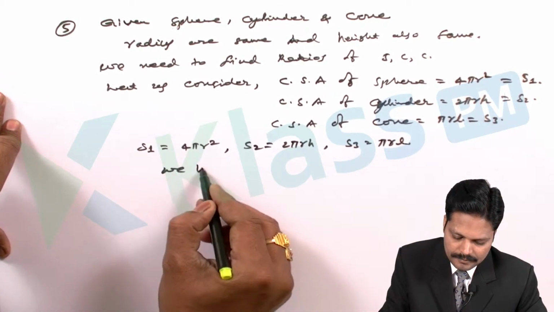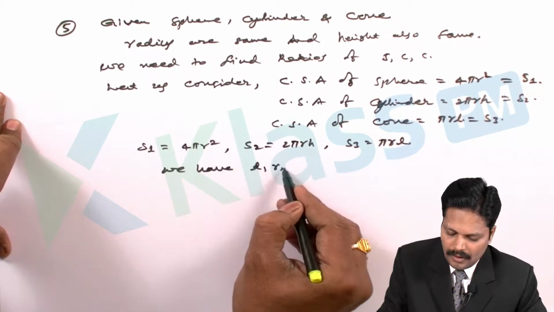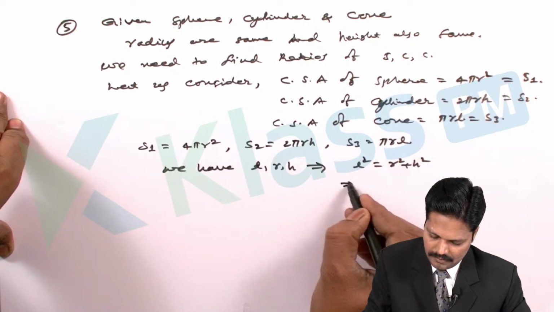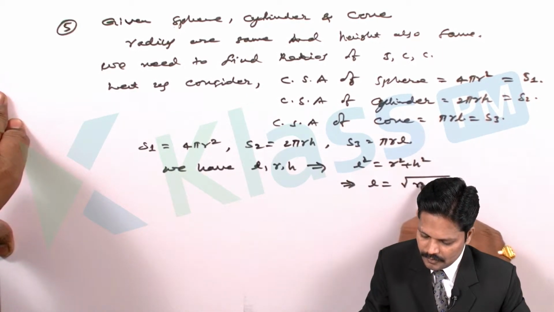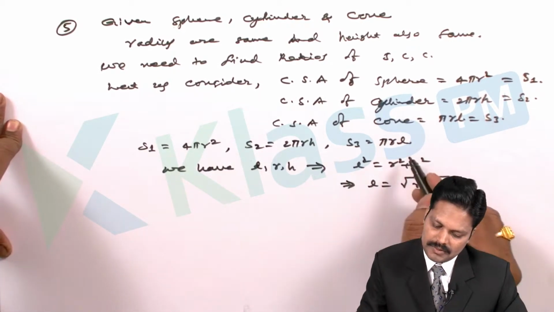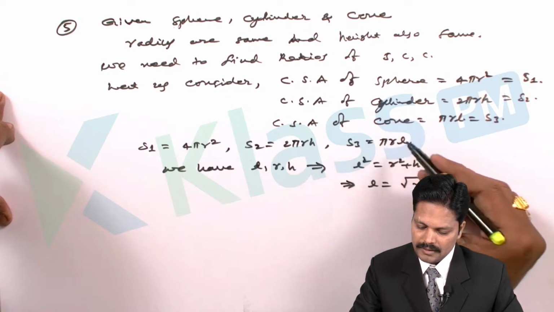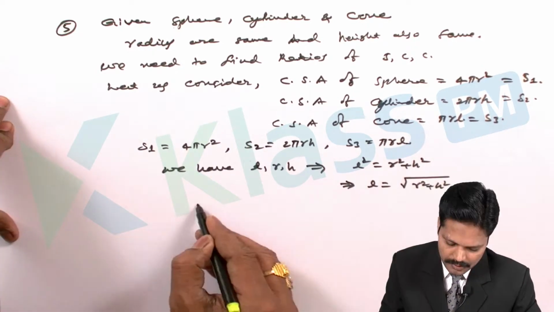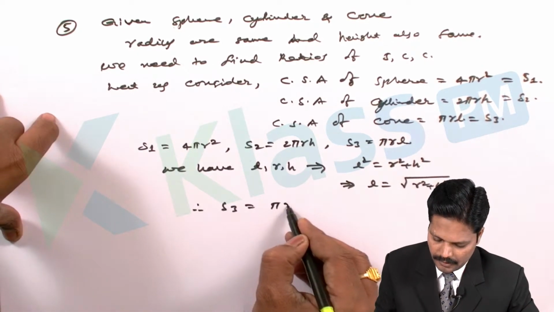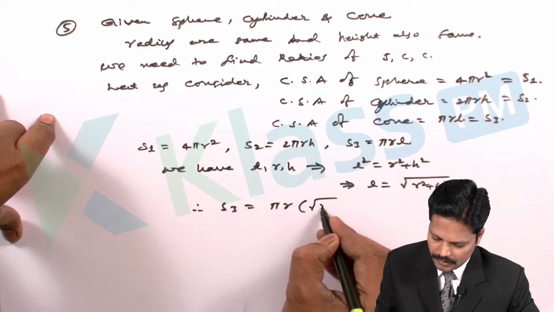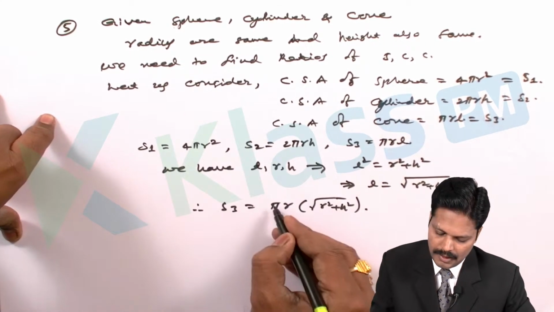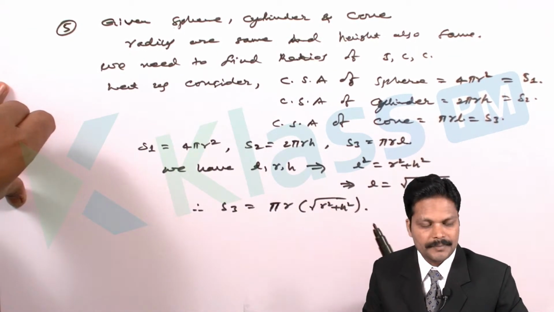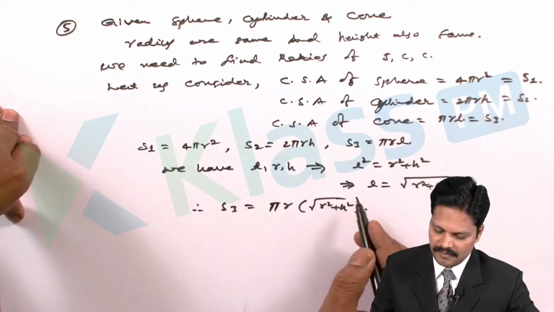We have a relation between L, R and H: L square is equal to R square plus H square. Then we can take L equal to root of R square plus H square. We need to substitute this in S3, so that all terms are in terms of R and H. We are removing the slant height. Therefore S3 is equal to pi r times root of R square plus H square. Now S1, S2, S3 are all in terms of R and H only. There is no L. This is the way we can identify.